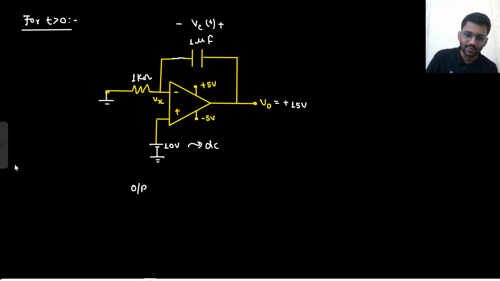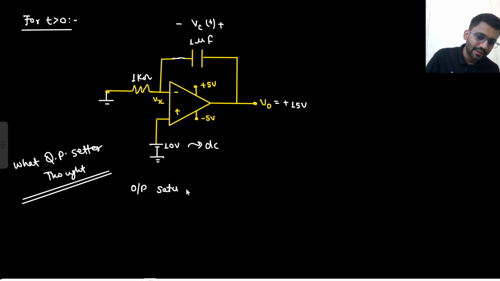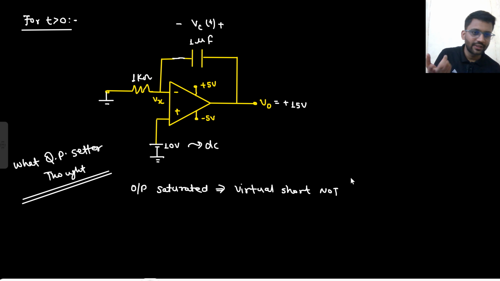What the question paper setter thought. I am just telling you why they gave that answer, why they have given the answer of 9.45. So what did they think? That the output is saturated. If the output is saturated, what does that mean? That the virtual short is not valid. Because the output is saturated, the virtual short is not valid. If the virtual short is not valid, then what will happen?